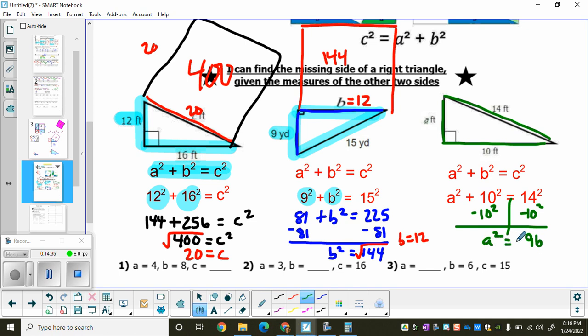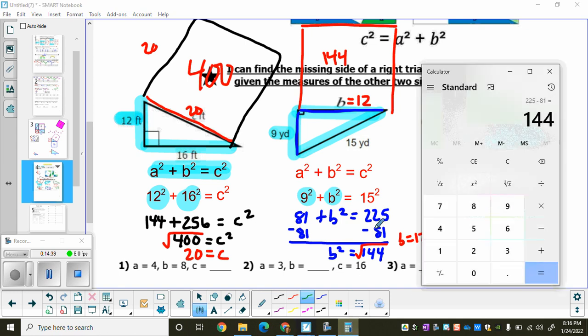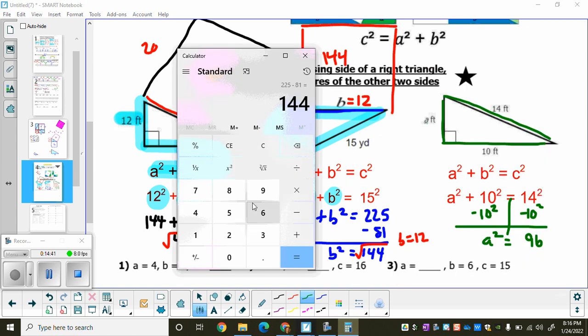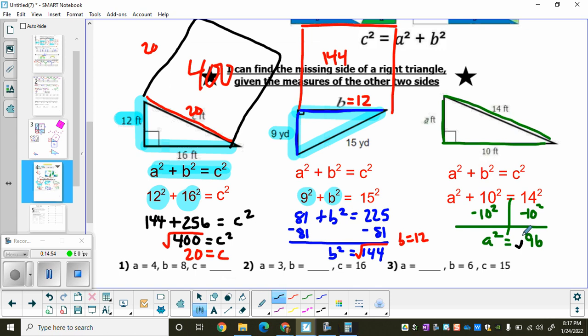Now 96 is not a perfect square. We can estimate it, and we can also use a calculator for today. So for 96, we're going to do the square root of that, and I'm going to round it to the nearest tenth. Since I want to round it to the nearest tenth, I'm going to use this 9 to bump this up to a 9.8. So if I take the square root of this, that means a would be 9.8.